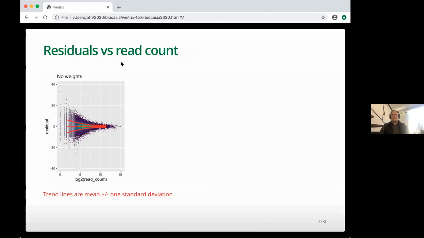So now, after fitting a linear model to each gene, this is plotting all of the residuals from all of the genes. We've got residuals on the y-axis, and I've put log read count on the x-axis. You can see as you get more reads, the noise goes down. Now these lines, the center one is the mean trend, and these outer ones are plus or minus 1 standard deviation. So you can see that having no weights at all isn't really a good fit to this data.